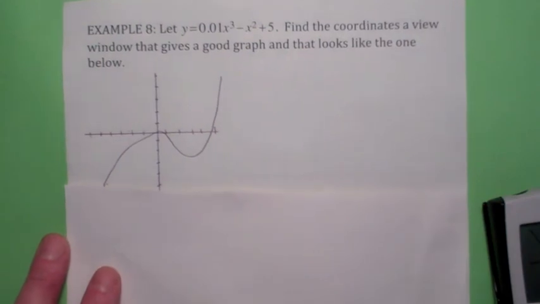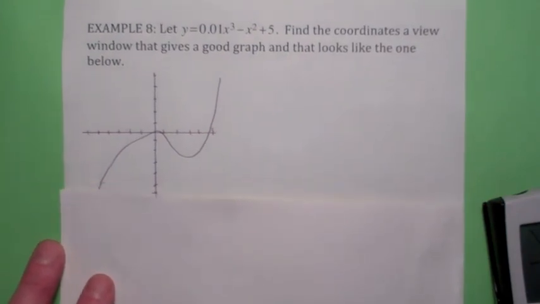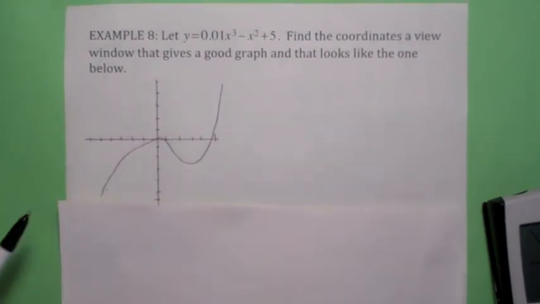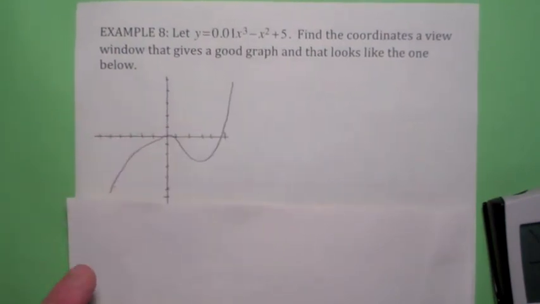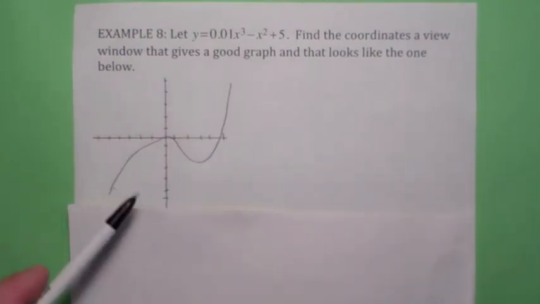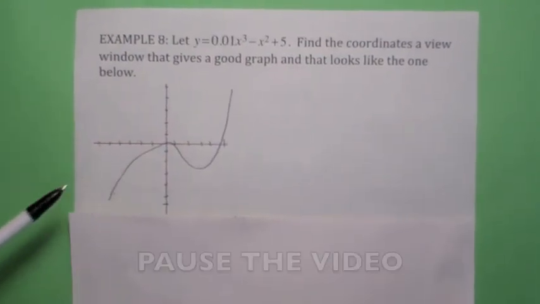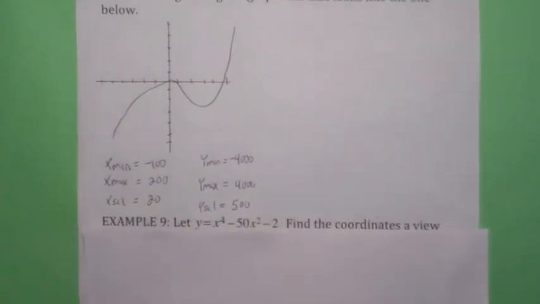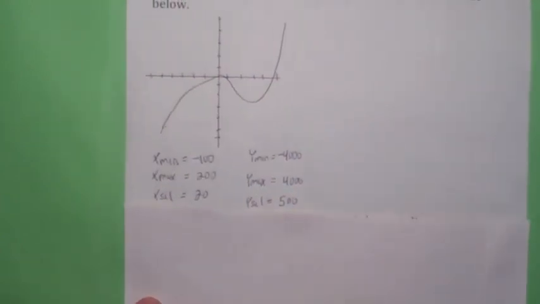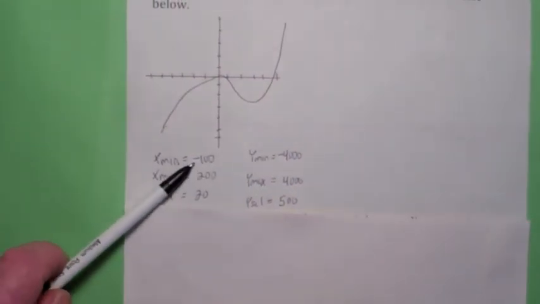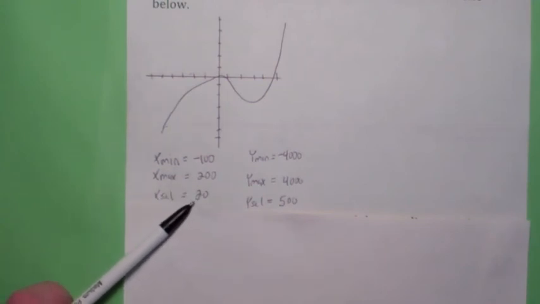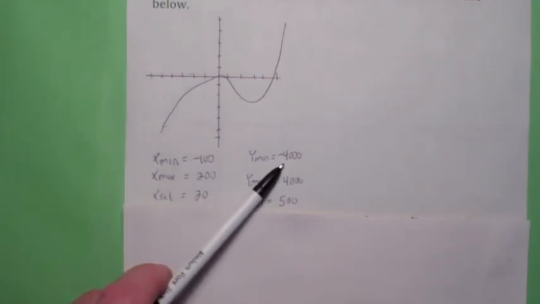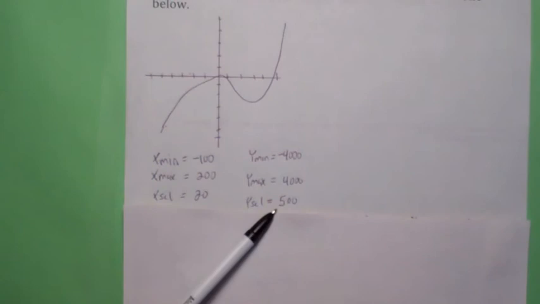Do this on your own. See if you can enter this equation on your graphing calculator and play around with your window until the graph looks kind of like this. Hit the pause button and try it. Okay, this is what window I got. To get a window close to this, I chose -100 to 200 on x with x scale every 20, and for y I chose -4000 to 4000 with y scale 500.